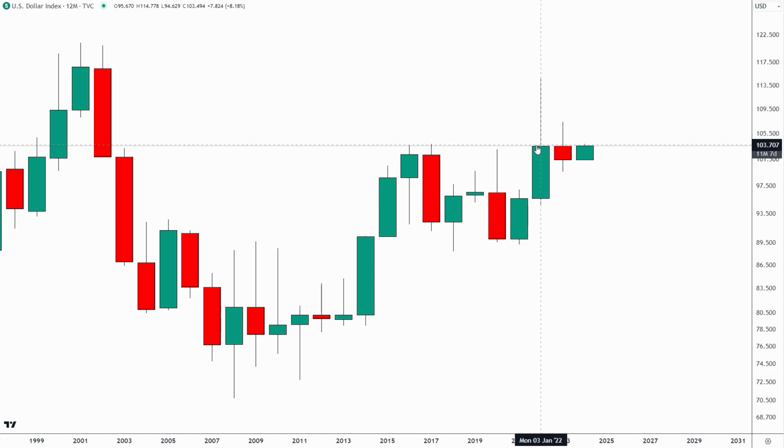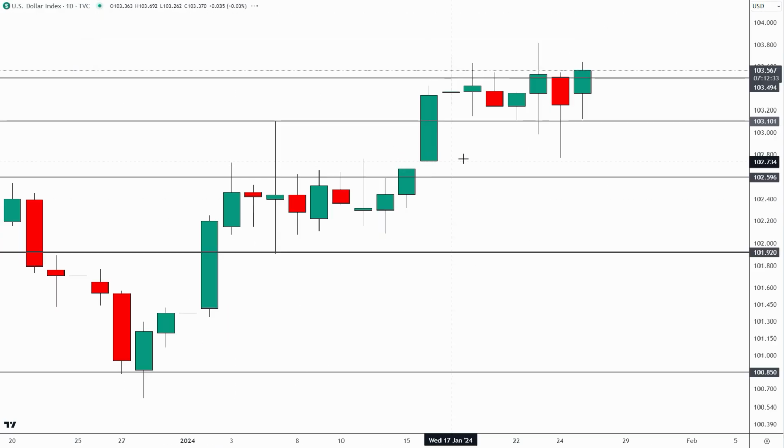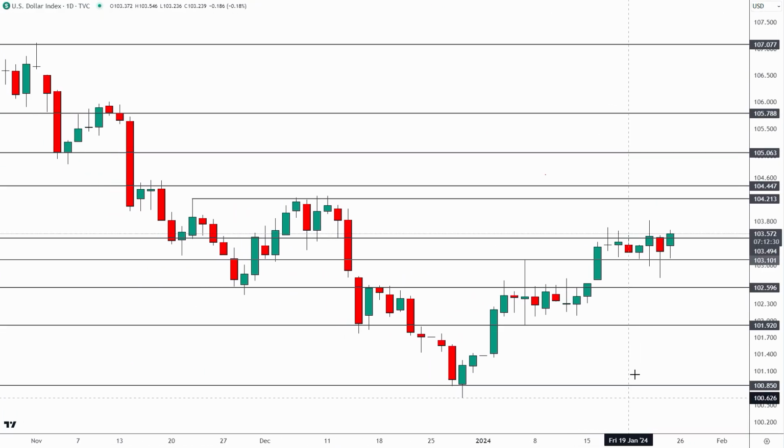You can even see back here in 2022, this is where the market closed. We opened here, rallied up a little bit, and closed lower. So 103.50 has been a critical level ever since 2016. And if we turn these levels back on and go back to the daily time frame, this is what the DXY has struggled with here for the past week and a half.